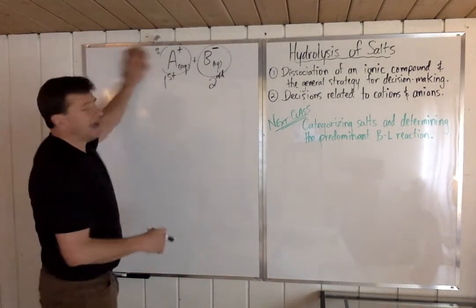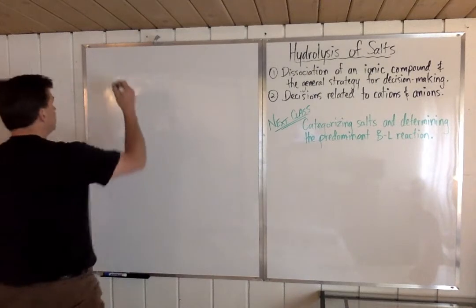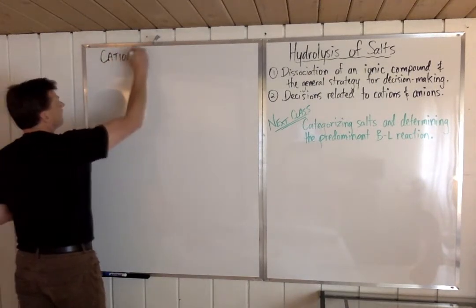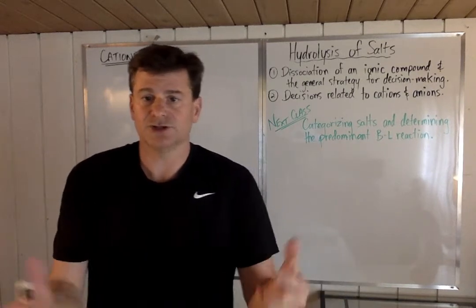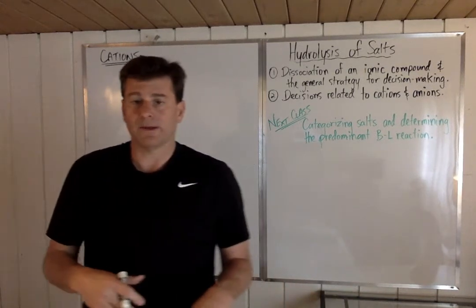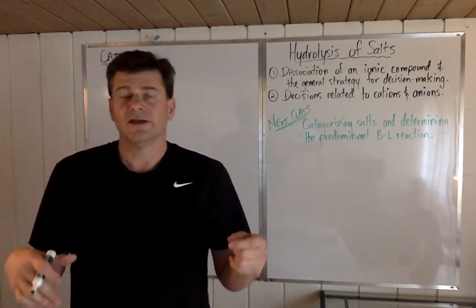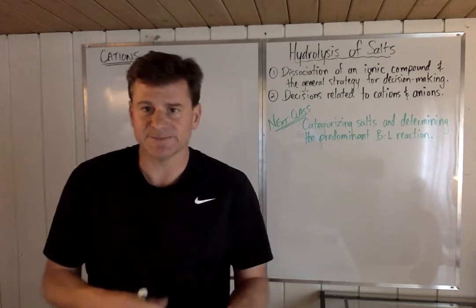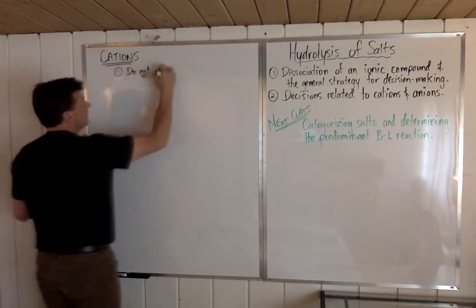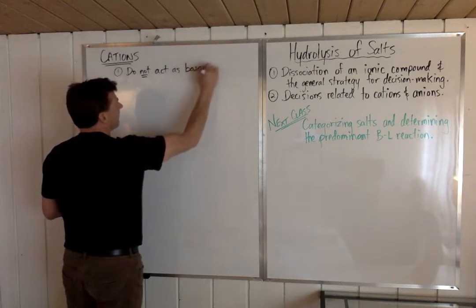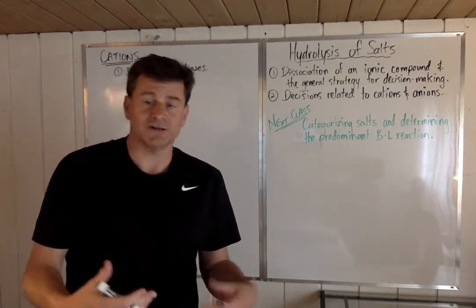And the cations have a list of things that you have to pay attention to. So I'm going to first of all write down cations. The cations have a list of things that are going to make the solution acidic or basic. The very first thing is that cations, being positively charged, for Chem 12, do not act as bases. Number one, do not act as bases, just by the nature of the fact that they're positively charged and they tend not to add another hydrogen to them.